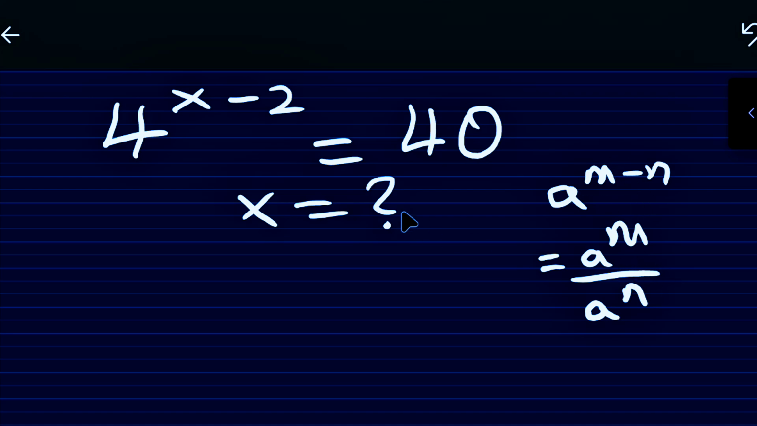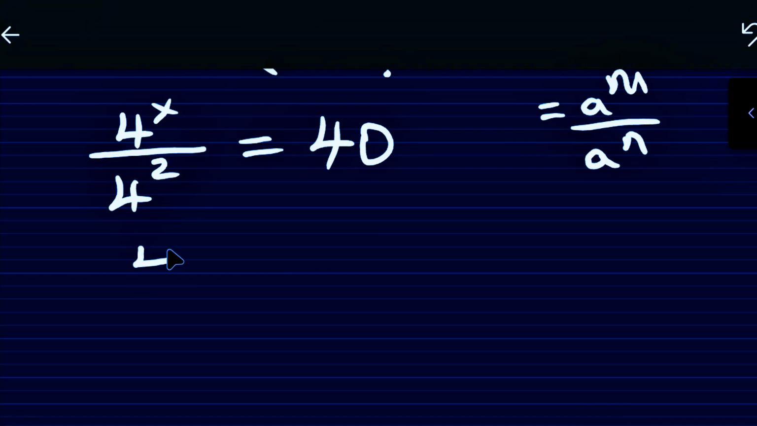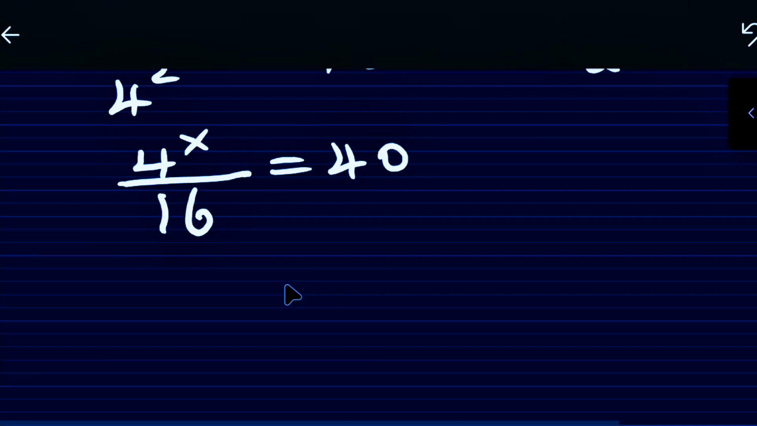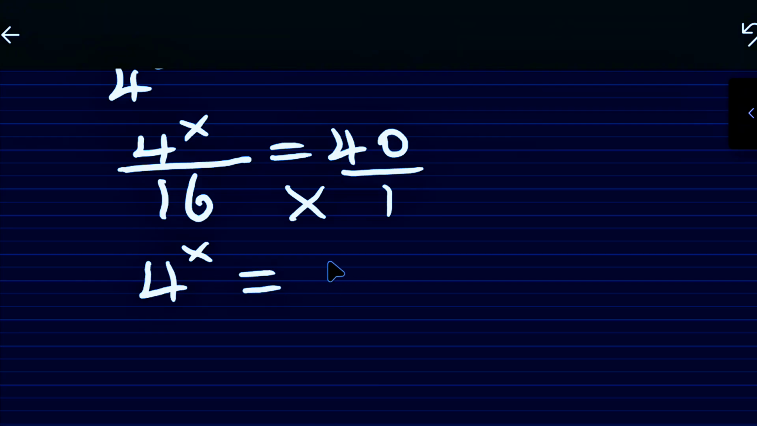Now this equals this, so we are going to express the left hand side in this form. If we do that, we have 4^x divided by 4^2, and this equals 40. So from here, we have 4^x divided by 4 squared, which is 16, equals 40. We divide 40 by 1, and we'll now cross and multiply. 4^x multiplied by 1 gives us 4^x.